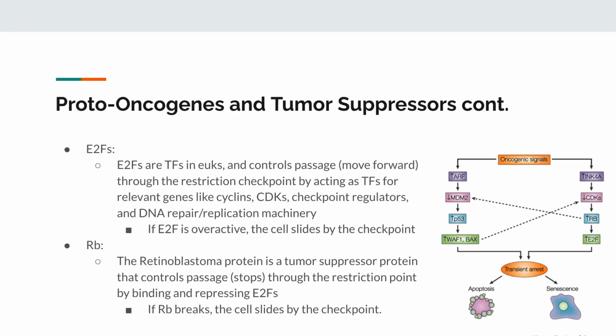So in its normal state, actually, RB is bound to E2F because you don't want the cell to be making all of the cell repair and replication machinery normally. So the normal state is RB is bound to E2F.